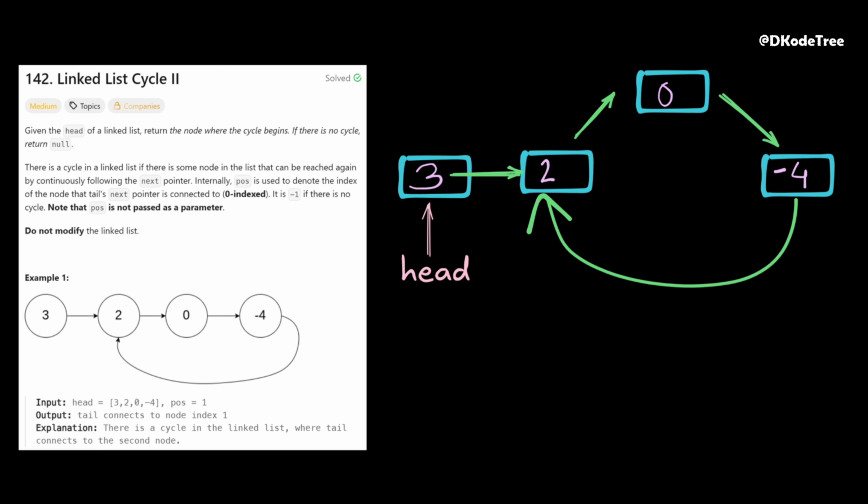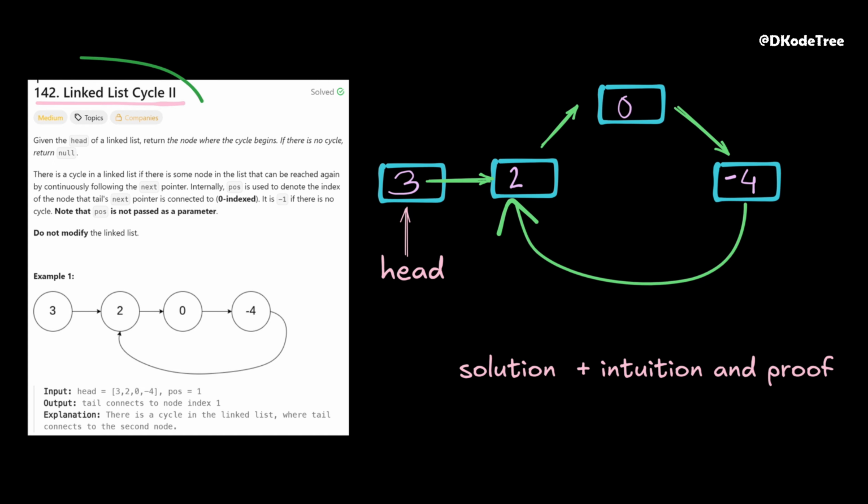Today I will be solving Leetcode 142 linked list cycle 2. This is a sequel to the problem Leetcode 141 linked list cycle, which we have already solved in the previous video using the fast and slow pointers technique. This problem is another very interesting application of the fast and slow pointers, and we will not only solve it but also understand the intuition and the proof behind the solution.